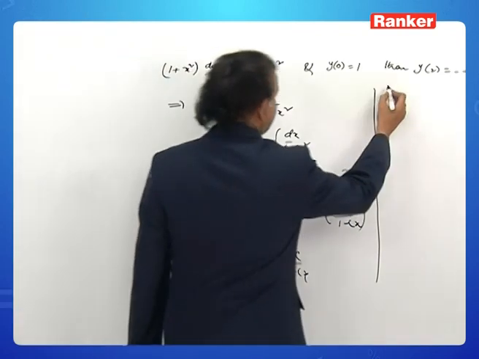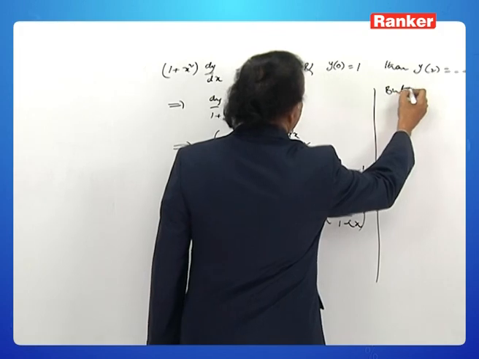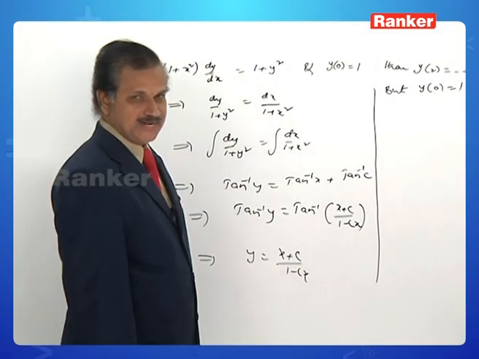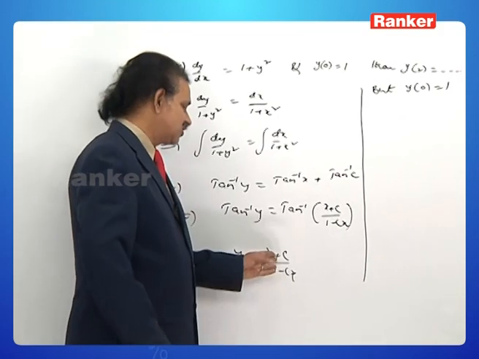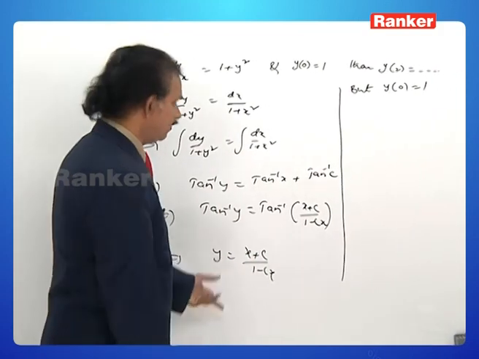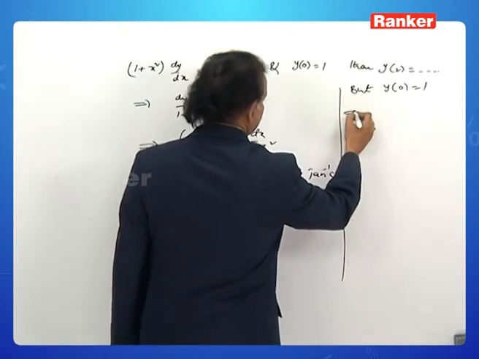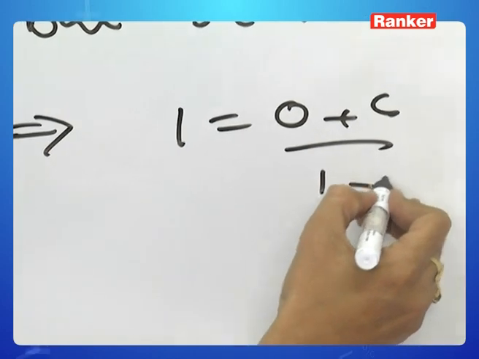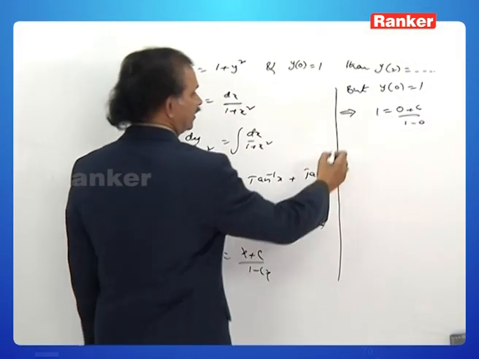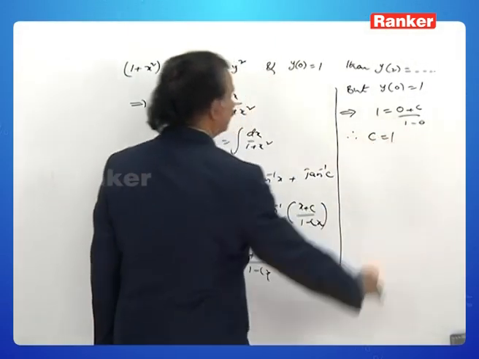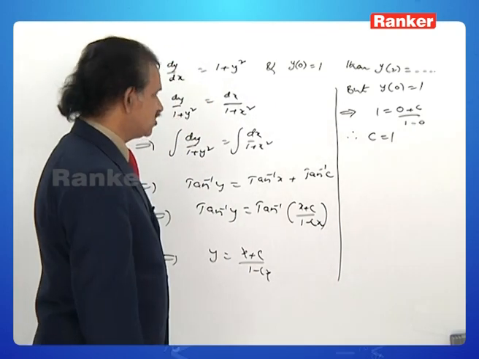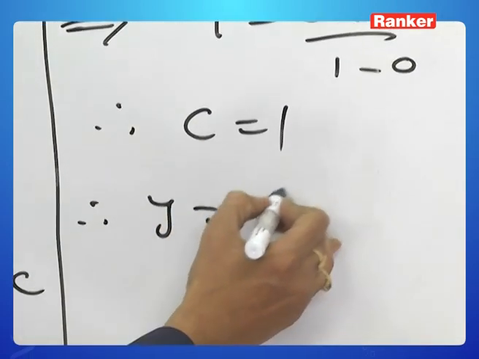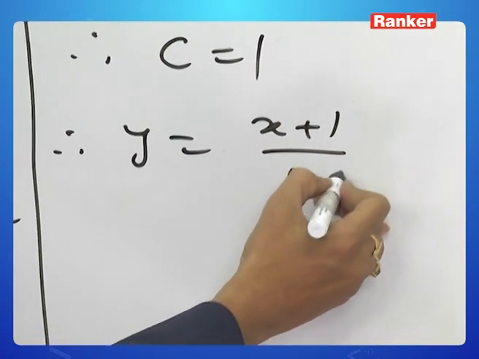But he has given that. What has he given? Y of 0 is equal to 1. That is, if x is 0, then y is 1. So what happens? 1 is equal to 0 plus c by 1 minus 0. So what can you say? C is equal to 1. As in when you see that c is equal to 1, what is y? X plus 1 by 1 minus x.